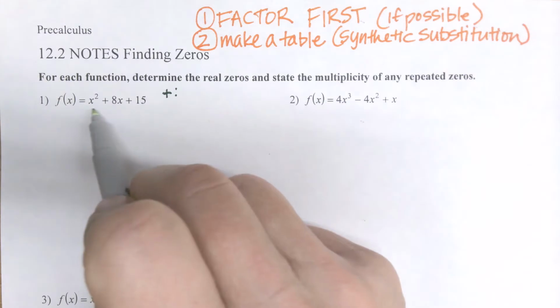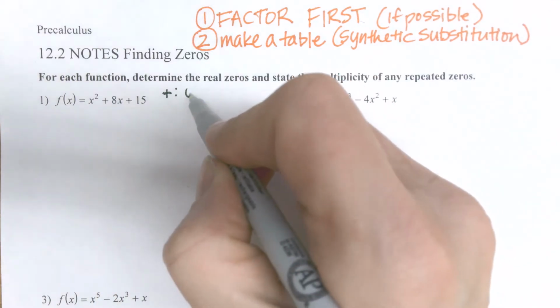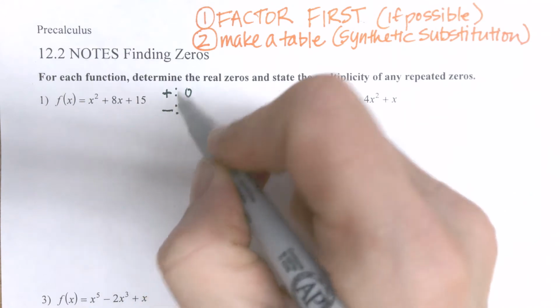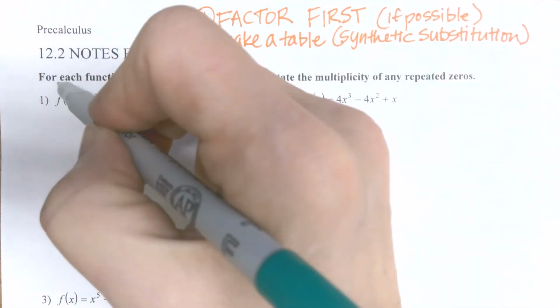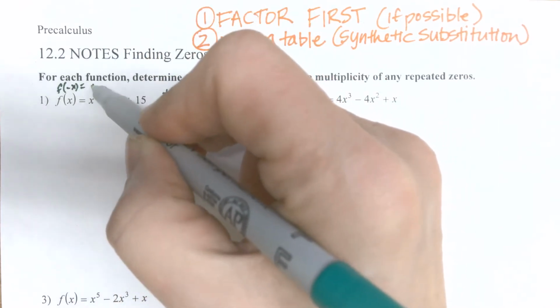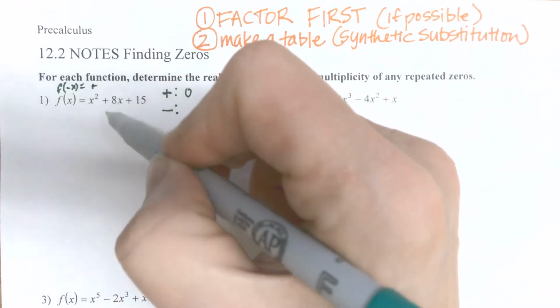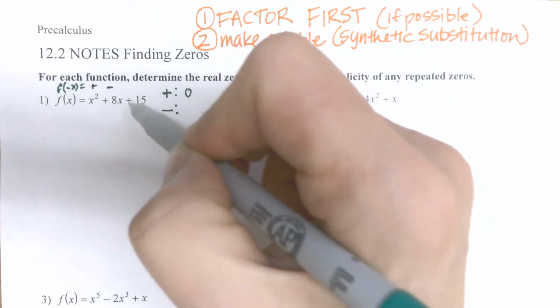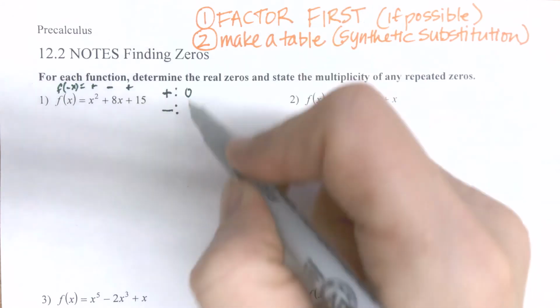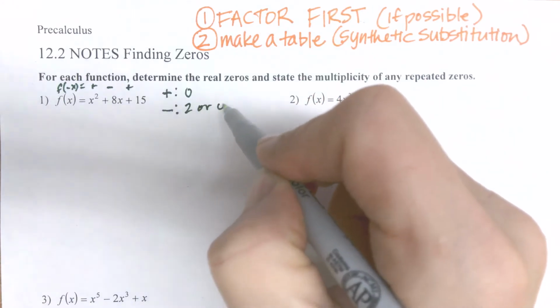For the positive zeros, I count the sign changes, and there are no sign changes. And then for negative zeros, usually I just right above this do f of negative x. It's going to stay positive. I just like to write right above it what the sign's going to be. This one's going to change to negative, then it's going to stay positive, and then I'll count my sign changes: 1, 2. So there are 2 or 0.